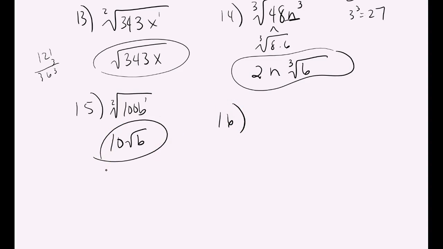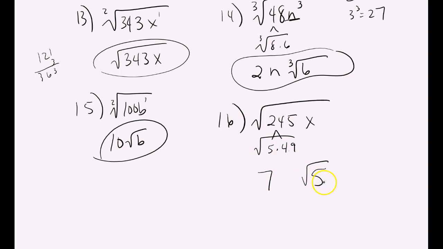And then number 16, the last one, the square root of 245x. Okay, let me try to break this down, because we know 5's going to go into it. 5 will go in there. Let me see, can it be 19 times? We're about to find out. Okay, that is a 5 times 49. Beautiful. So this breaks down to 5 times 49, where the square root of 49 is 7, and the square root of 5 is I don't know.